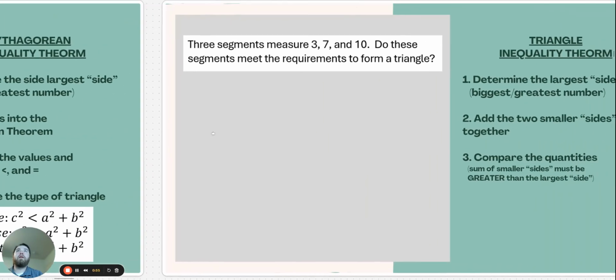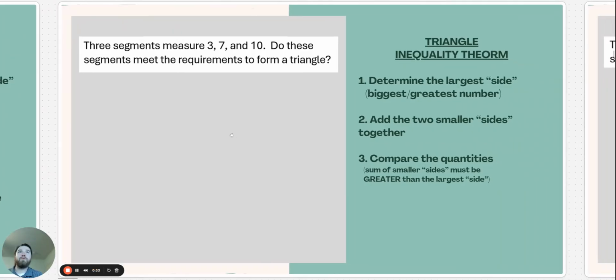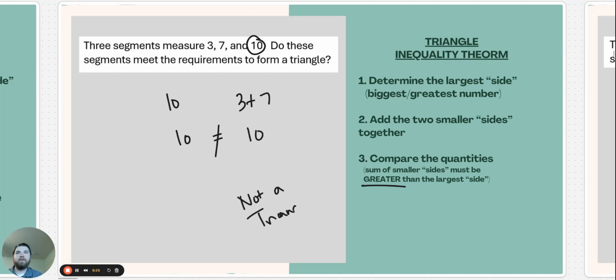All right. Next, this is the Triangle Inequality Theorem. It's basically saying determine the largest side, which is 10 in this case. Now we're going to add the two smaller sides together to see if we have a triangle. So 10 is my largest side. 3 plus 7, when I add those together, I get 10. Now you might look at this and say, oh, 10 and 10. Well, the problem is that it has to be greater than. 10 is equal to 10. It's not greater than that. So this is not a triangle. That's what we've got going on there.